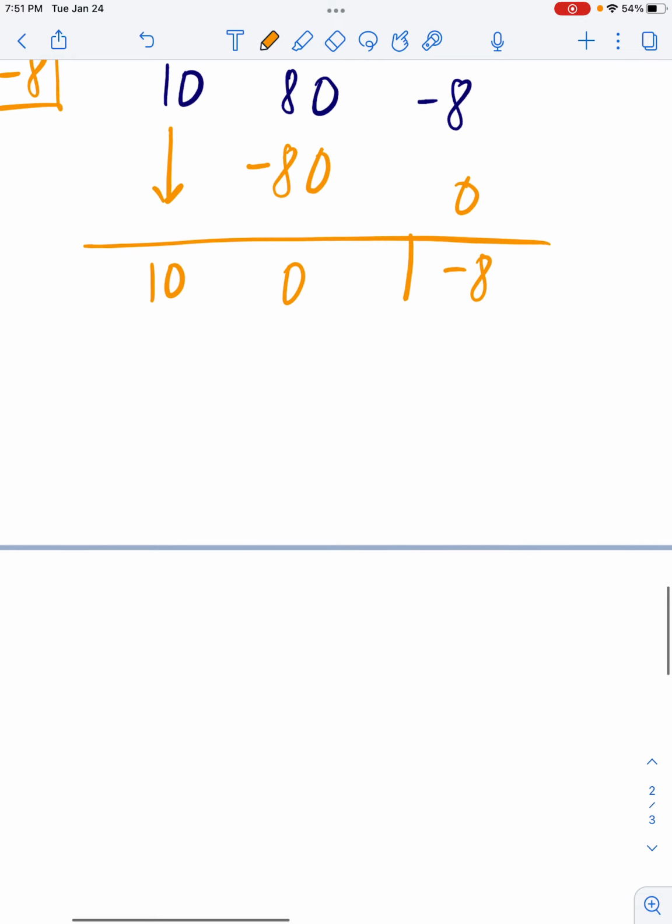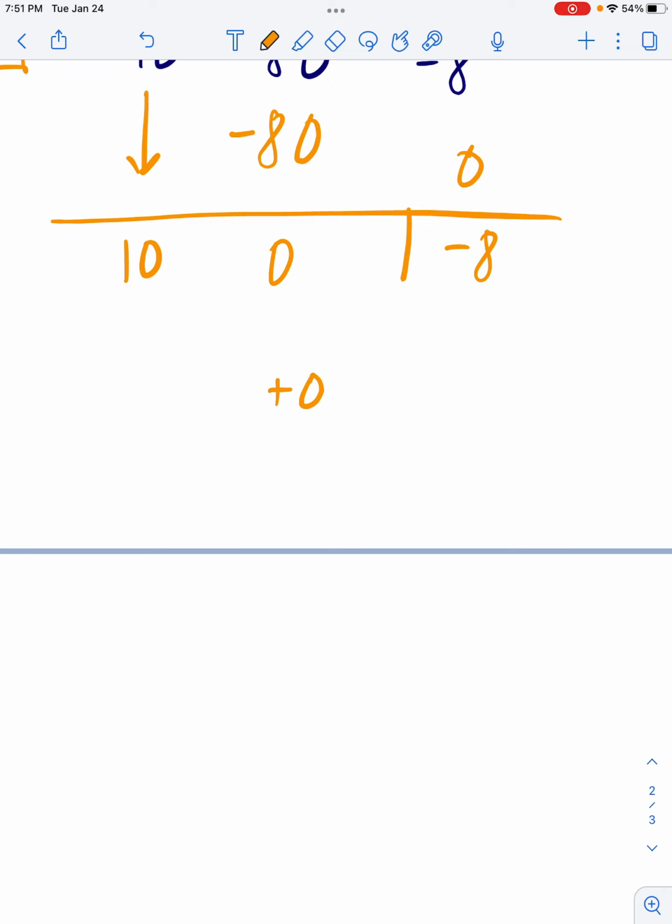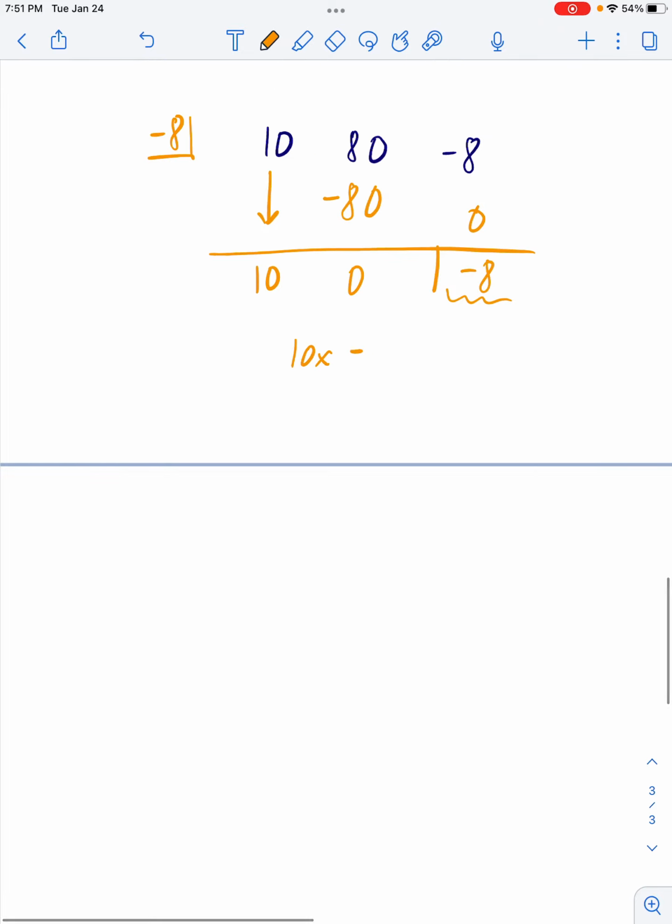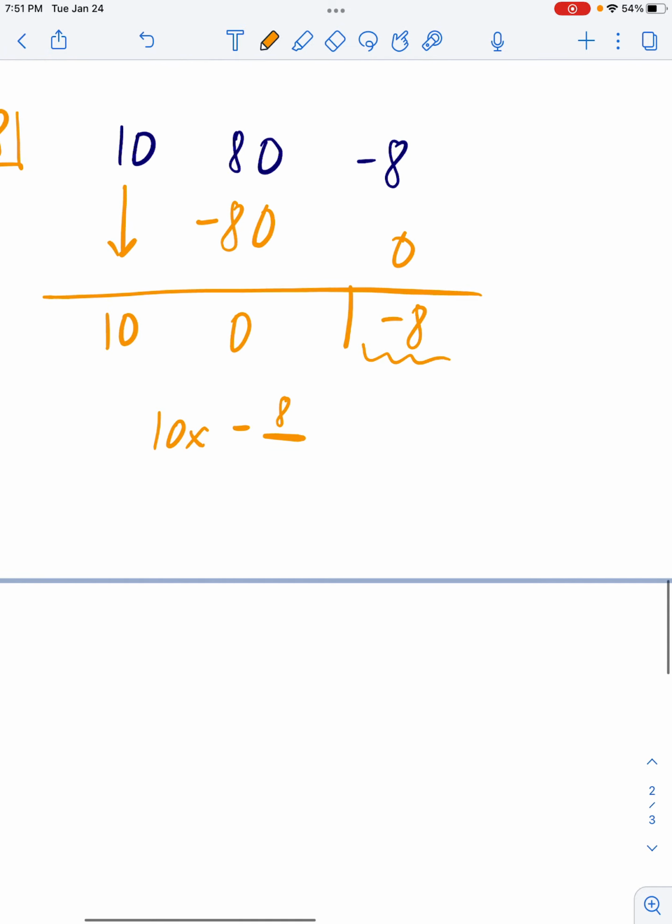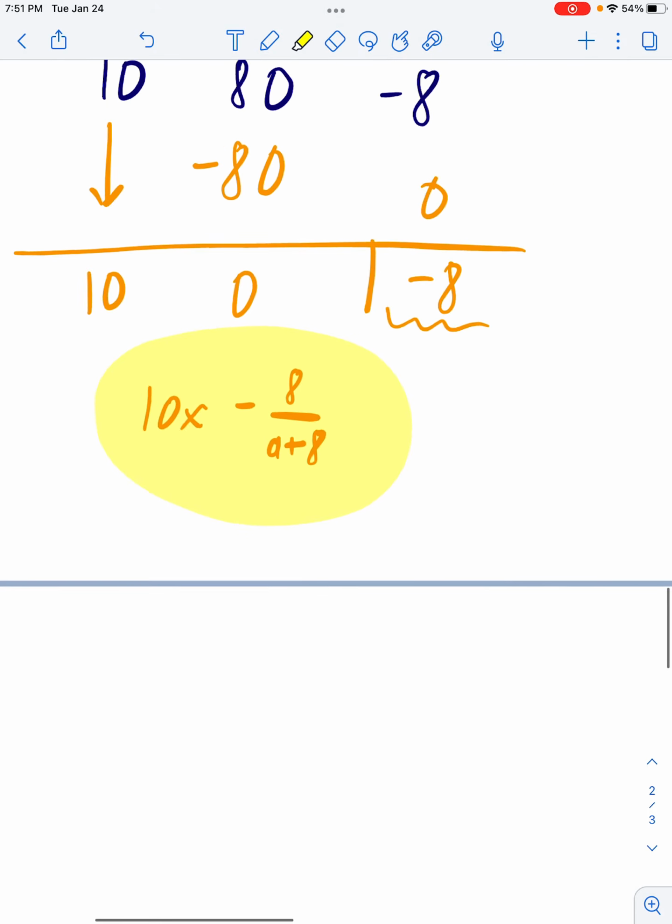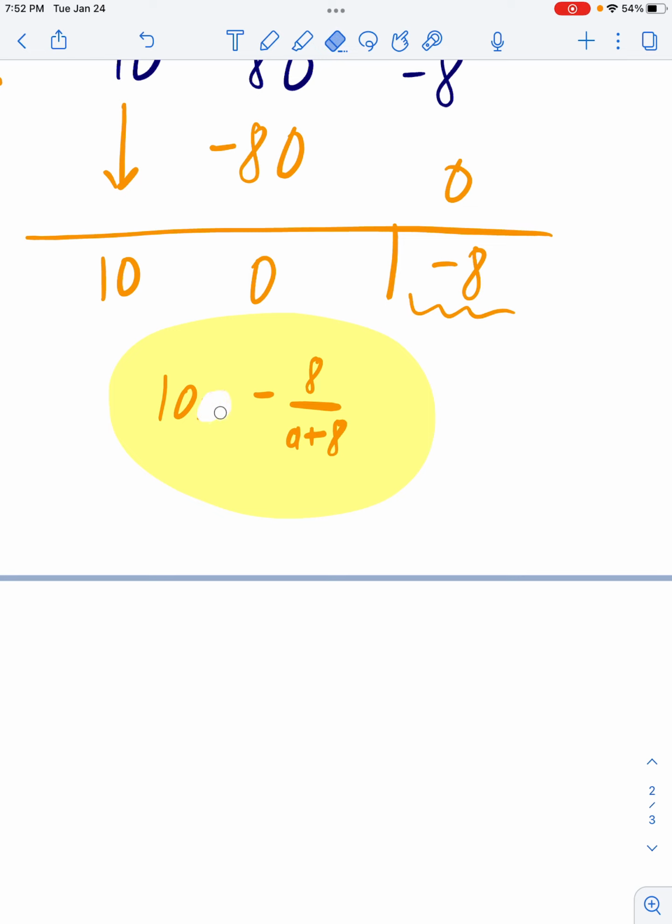So my answer here, that 0 is my constant term. That 10 is my x term, so it's 10x plus 0. Let's just ignore the plus 0. And then I've got a remainder. I'm going to write that as a minus 8, that remainder over whatever I was dividing by, so over a plus 8. That's it, folks. I guess it should be an A instead of an X. Sorry about that. 10A. That's it, though.